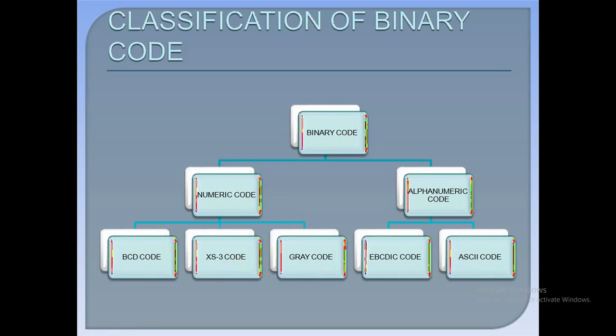Now, that is the gray code. The third one is a non-weighted code. Gray code is another non-weighted code. It is not an arithmetic code. It has a very special feature that only one bit changes each time the decimal number is incremented. In gray code, when the decimal number is incremented by one, it has some different properties.